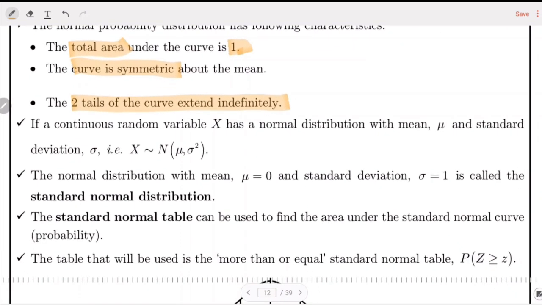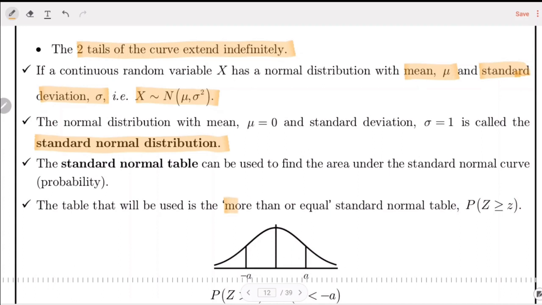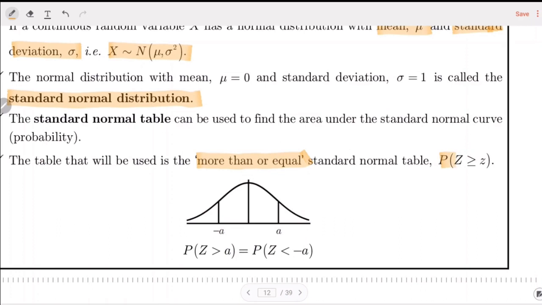If a continuous random variable has a normal distribution with mean μ and standard deviation σ, that's why it is denoted by X ~ N(μ, σ²). The normal distribution with mean equal to 0 and standard deviation equal to 1 is called the standard normal distribution, and the standard normal table can be used to find the area under the standard normal curve. The table that will be used is the standard normal table, which is probability Z greater than or equal to z.